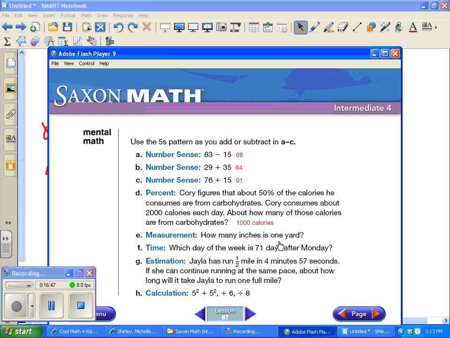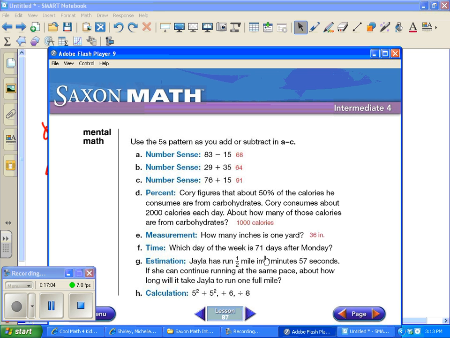How many inches is 1 yard? First, you have to know that there are 3 feet in a yard and that there are 12 inches in a foot. So, we've got 3 sets of 12, 36 inches.